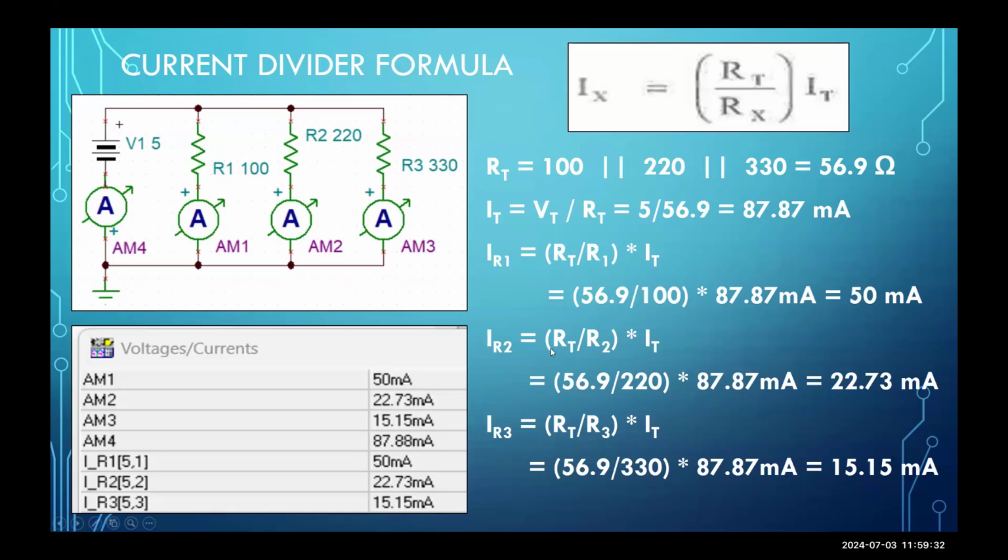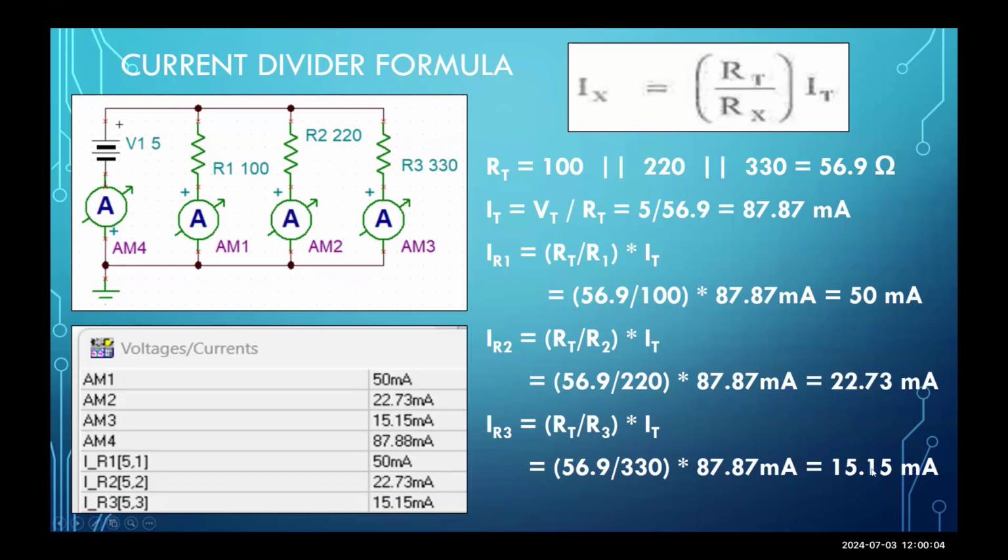Next, if I want the current through R2, then the only thing that changes in the formula, RT divided by R2. RT is still 56.9 ohms, but I'm dividing by a new denominator now. Instead of dividing by 100, I'm dividing by 220, which is the value of my R2. Multiply by total current, and this current divider will chunk out 22.73 milliamps for the second branch. And then the third branch calculates to be 15.15 milliamps.